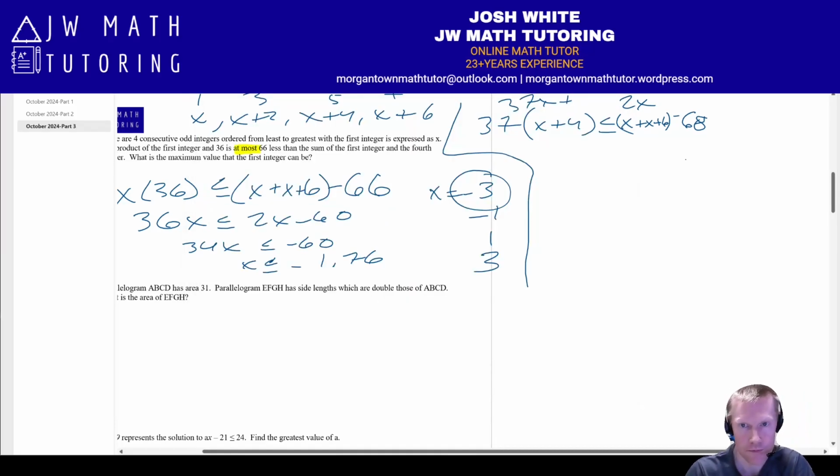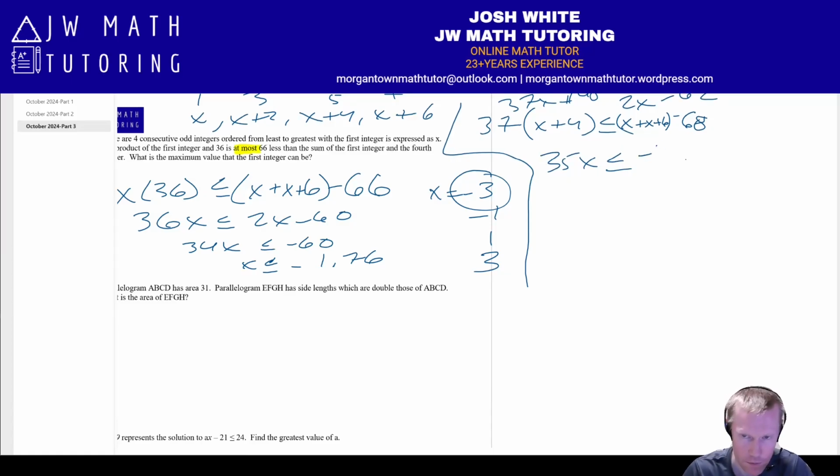148. And then you subtract 2x and you get 35x. And then you subtract, this is negative 62. And then when you subtract 148, it becomes negative 210. So you get x is less than or equal to negative 6.